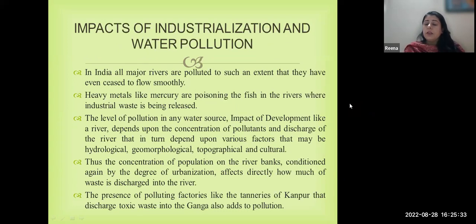Coming to impacts of industrialization and water pollution. It's a known fact that all major rivers in India are now polluted to such an extent that they have also ceased flowing smoothly. All these rivers are contaminated with heavy metals like mercury and poison.